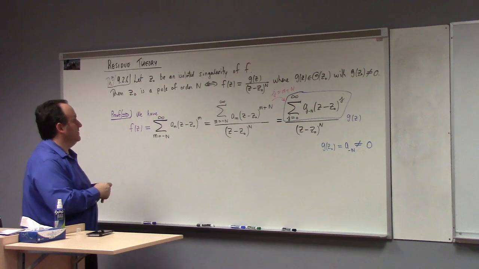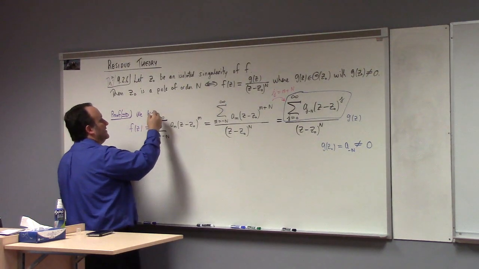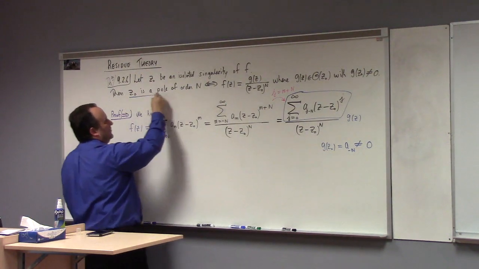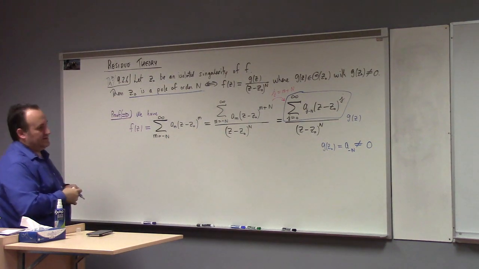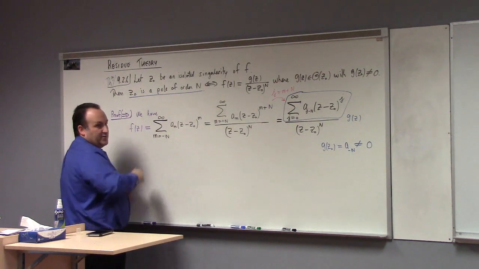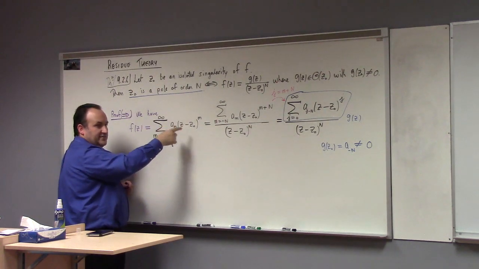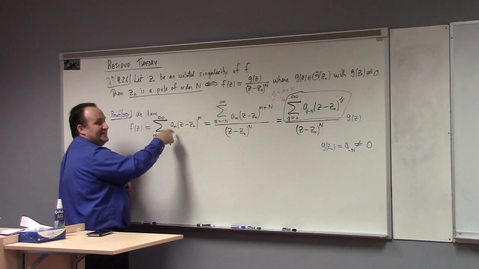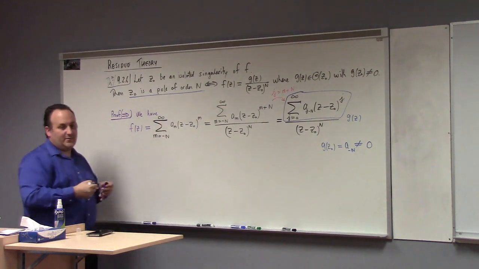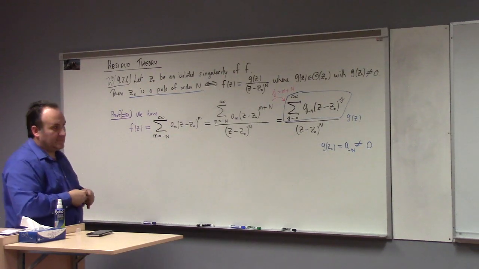What did we say? Because we said so. No, because z naught is a pole of order n. I guess I didn't say so, but I'm assuming that we have z naught as a pole of order n, which is to say that the leading negative term here is assumed to have a sub minus n not equal to 0. That's what makes it a pole of order n.